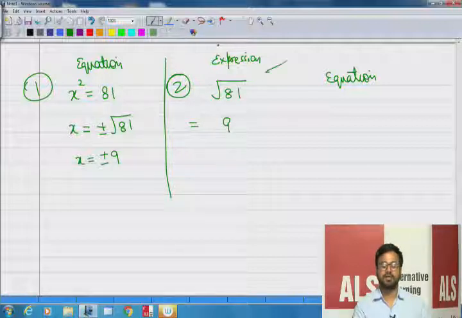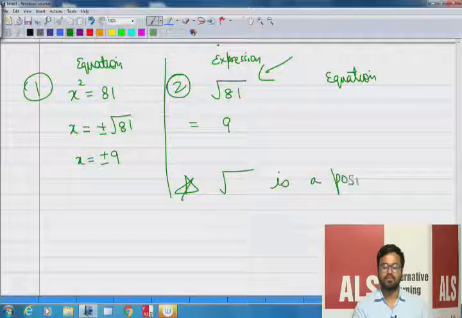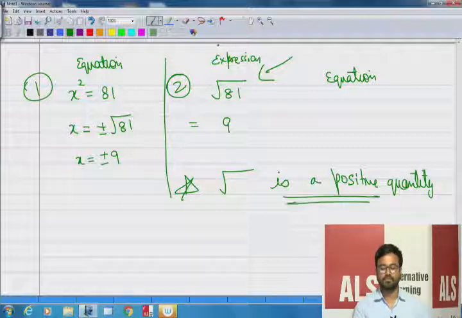But in this expression here we don't have any value for x. So output of square root is always positive. So make a note of this one. Square root is a positive quantity. The output for this expression is going to be positive.